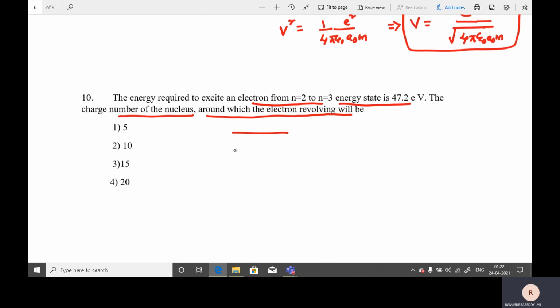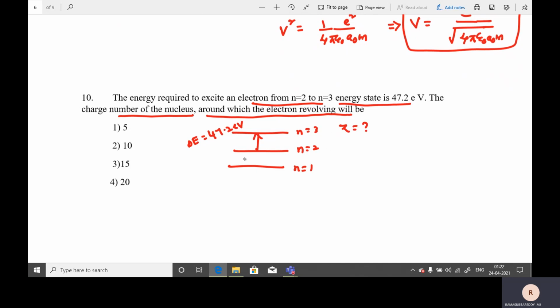Now if we take this as n is equal to 1, n is equal to 2, n is equal to 3. From n is equal to 2 to 3 it is changed. That is, delta E they gave as 47.2 electron volts. Then they ask you to find what is Z.